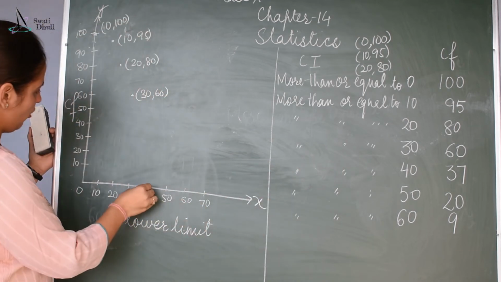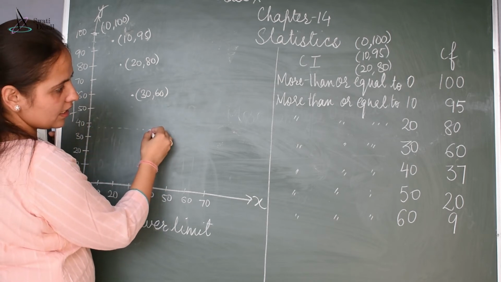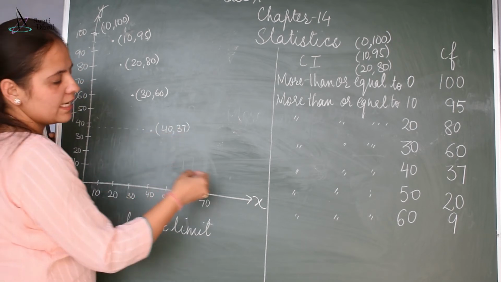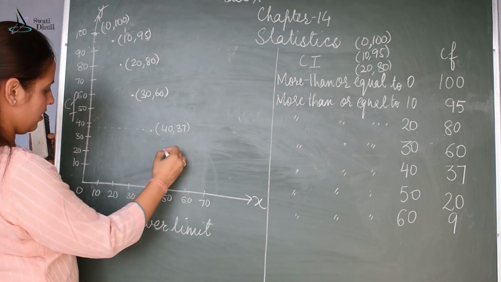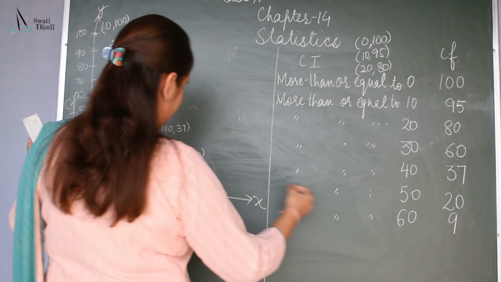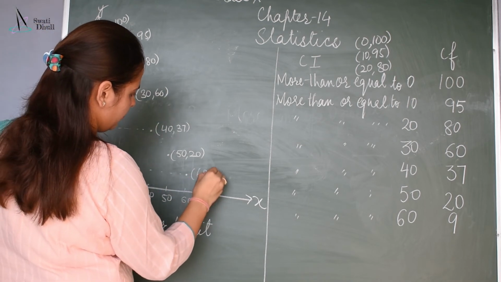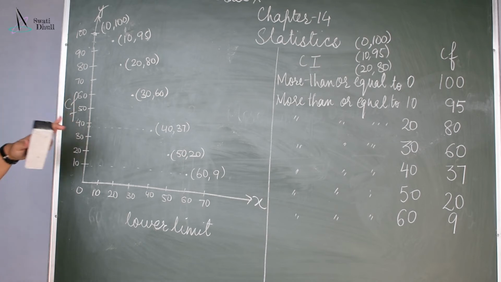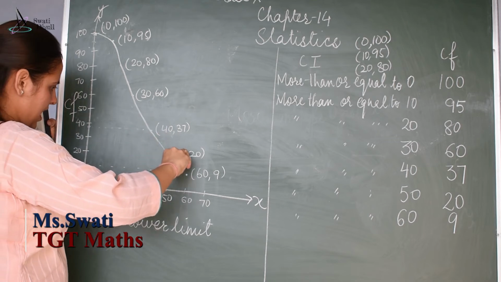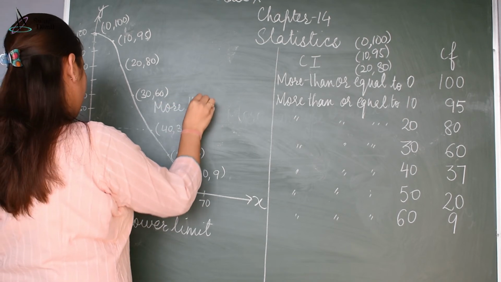Then 40, 37. 40 and 37 lie approximately here. Then is your 50, 20. So 50, 20. And then is your 60, 9. So 60 somewhat approximately here. 60, 9. Now we have plotted the points. Now we will join them with a free hand. So we have got this as more than type ogive.